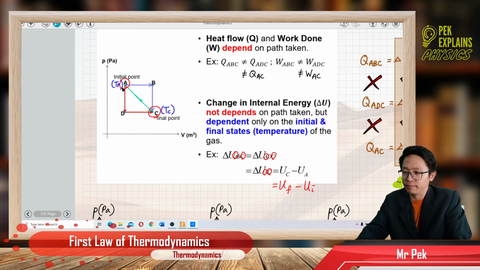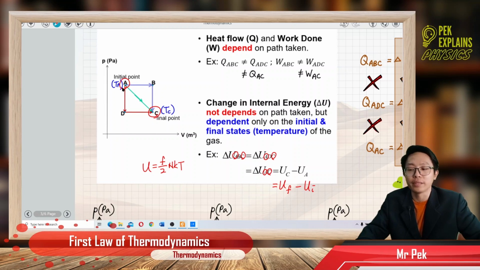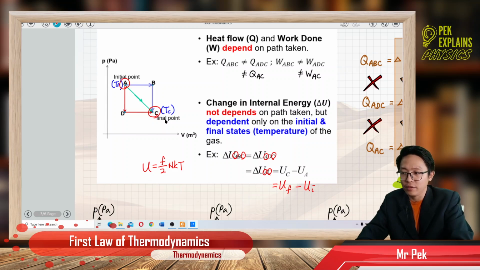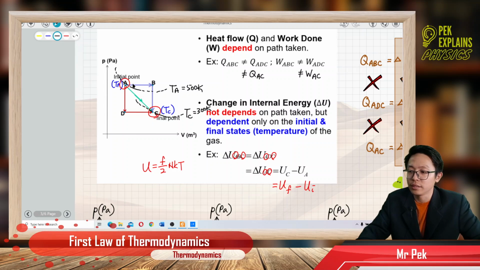Why? Because of this formula: internal energy is f over 2 times kT. It depends on temperature. So C and A might have different temperatures because they are at different isothermal lines. Probably A is at this isothermal line, which is temperature A, maybe 500 Kelvin. But temperature C is at a different isothermal line, perhaps 300 Kelvin. So it does not depend on other points. It just depends on the initial and final point.